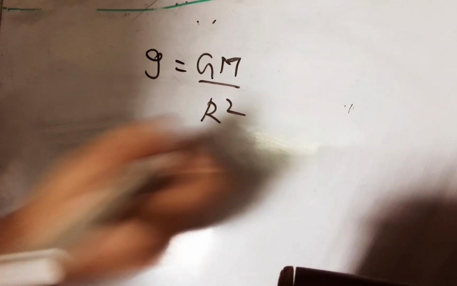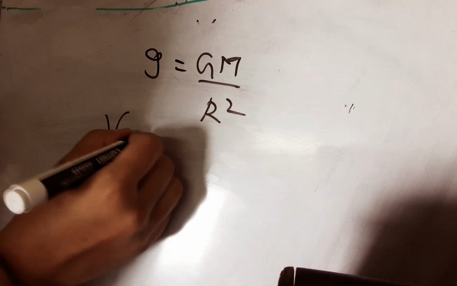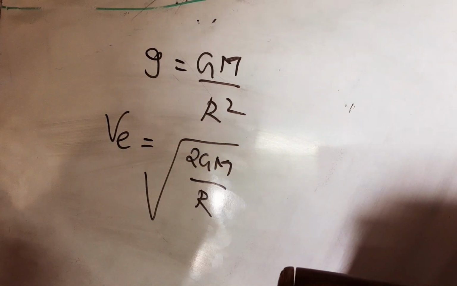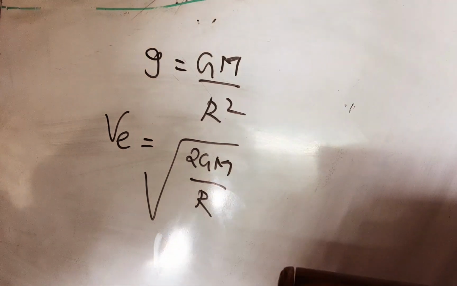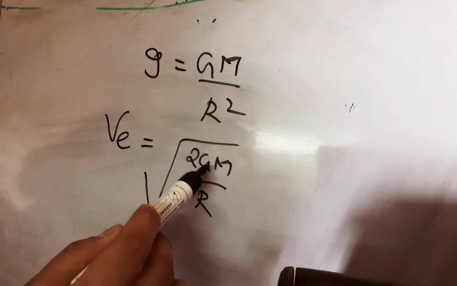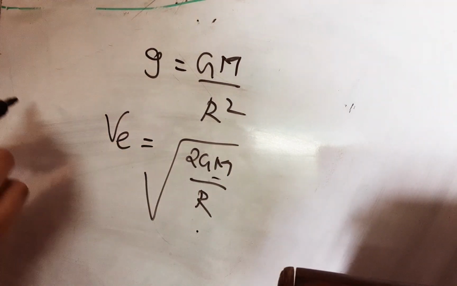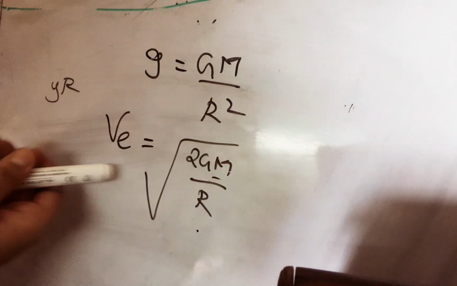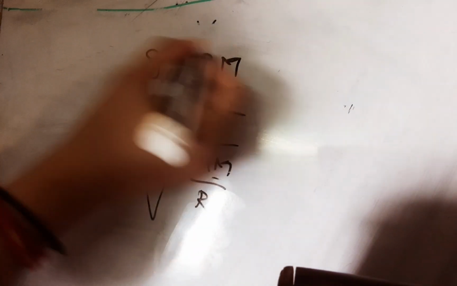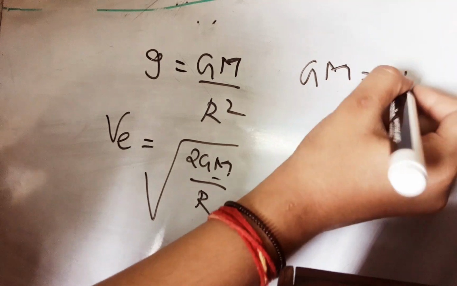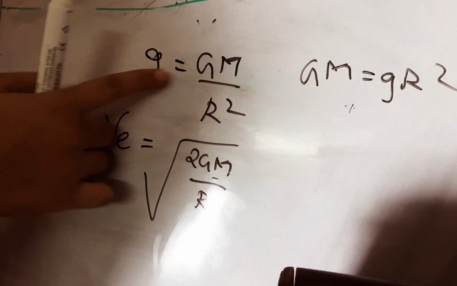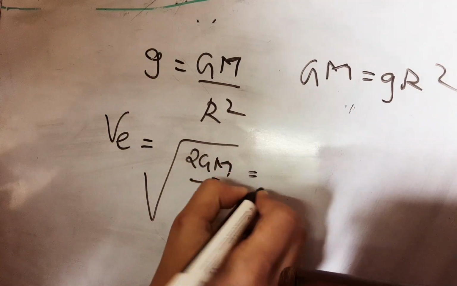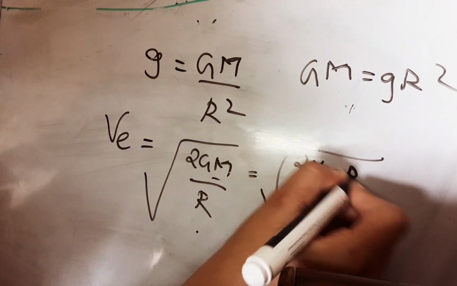This also we discussed. And we also discussed that VE is equal to under root 2GM upon r. Sometimes your velocity values will be given in the form of this GM upon r, and sometimes in the form of gr, only in the form of acceleration. So how to get that? From here, GM is equal to gr square. Just in place of GM you substitute gr square here. So what you will get: under root of 2 into gr square divided by r.